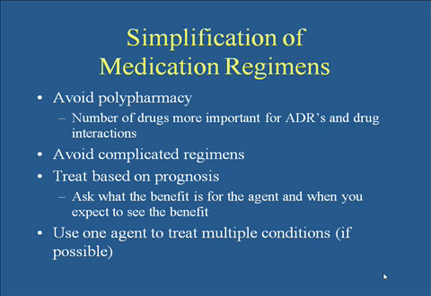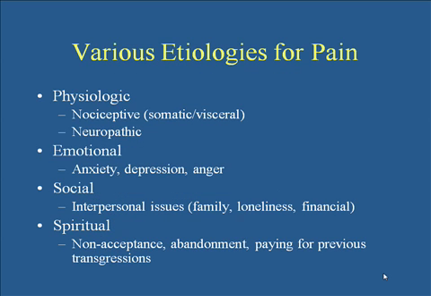Treat based on prognosis. This is really more applicable to a talk that I'll give in December in this series. But what we're asking here is when you expect to realize the benefit of the medication you're giving, based on the prognosis of the patient. An example with opioids is that we would like to see a benefit earlier rather than waiting, and that can be a realistic benefit seen with those medications. And of course, if possible, use one agent to treat multiple conditions. I realize this is not always possible, but if you can do that, we certainly encourage it.